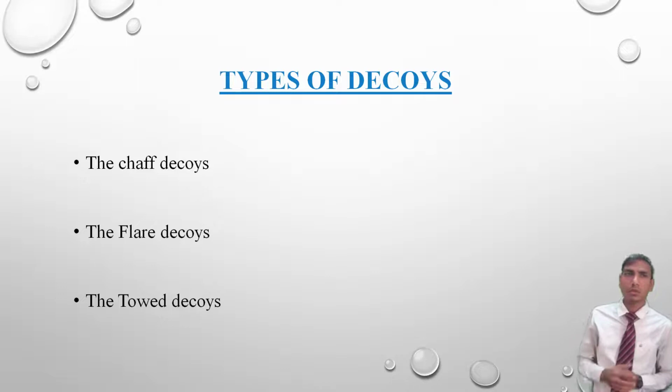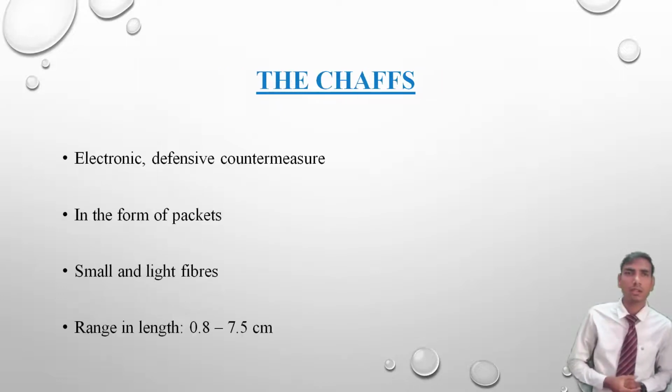Now, the types of decoys. There are three types of decoys which are used: the first one is chaff decoys, the second one is the flare decoy, and the third one is the towed decoy. Now, we come to the chaff decoys.